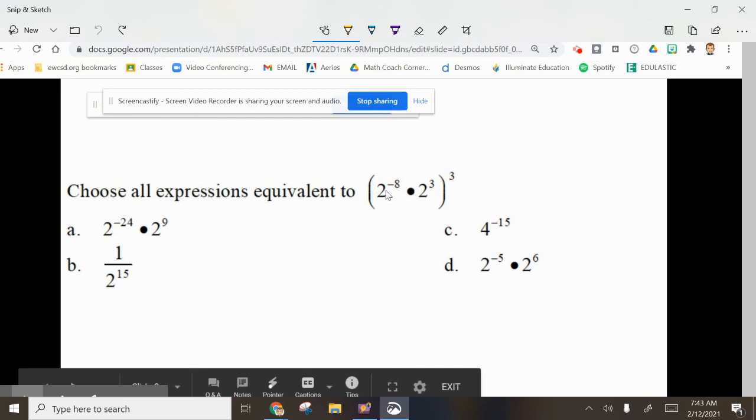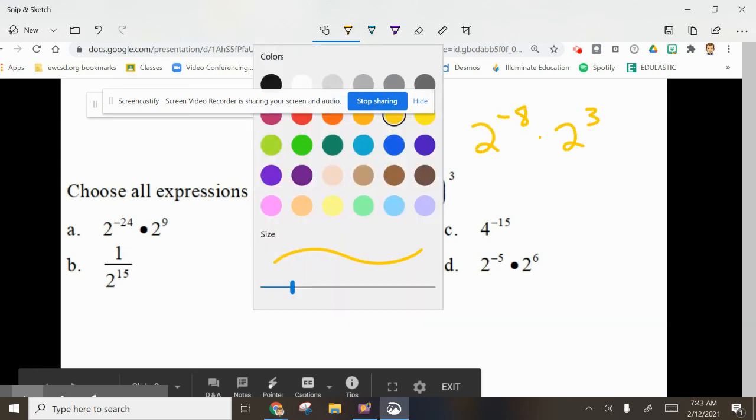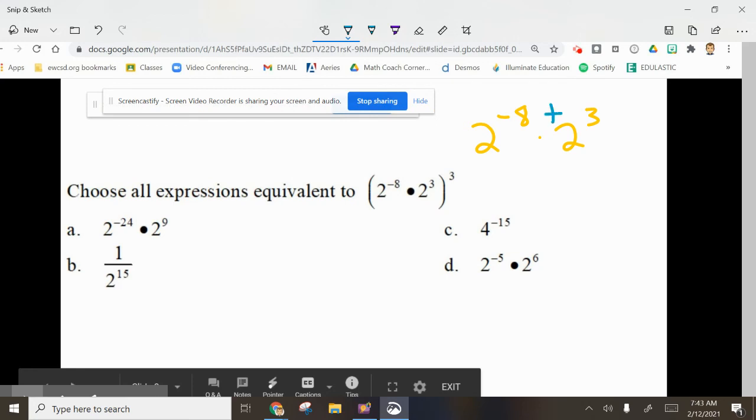So if you were to deal with this part here, 2 to the negative 8, 2 to the 3, all right, remember this problem would look like this, 2 negative 8, 2 3. I'm writing it again because it's kind of small there. I would add these, right? But negative 8 is going to win if I add this, and 3 is going to get taken away. So it's going to be 2 to the negative 5th.